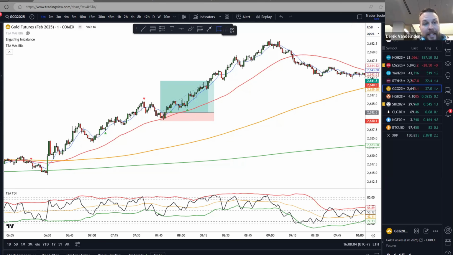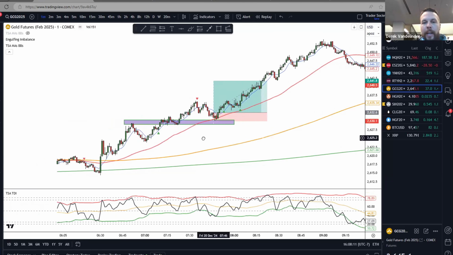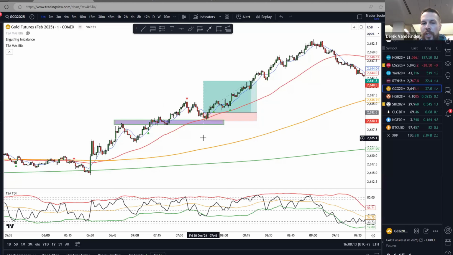So this is basically what I look for, and it's a very simple concept. This is what I call a break and retest of structure. And man, it's so easy. It's so easy if you're there, you know what I mean? If you're looking at the charts and you can find this setup, it's so easy.